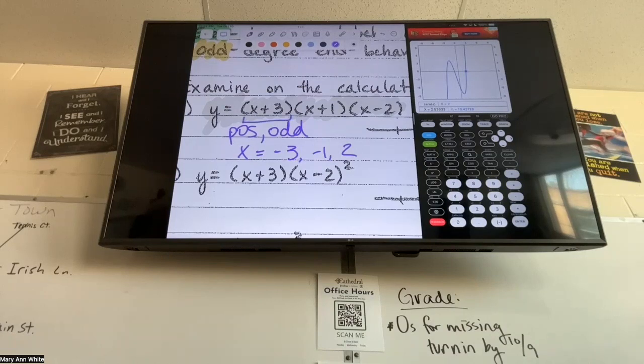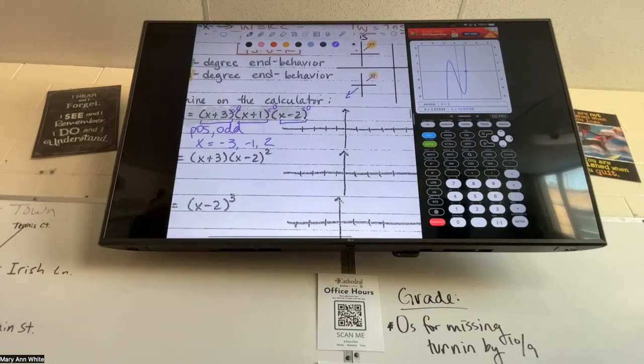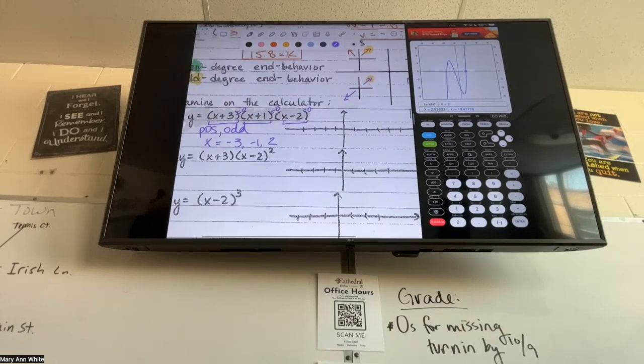So we're setting x plus 3 equal to 0. We're setting x plus 1 equal to 0. We're setting x minus 2 equal to 0. And those are all my zeros. So I can sketch a graph of it just like we have on the board. I'll put zeros at -1, -3, and +2. And then positive odd just means that I start low and I end high. So I am just going to sketch this little graph.